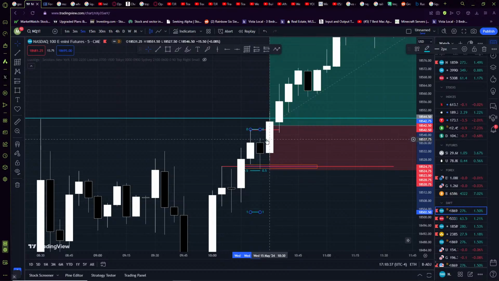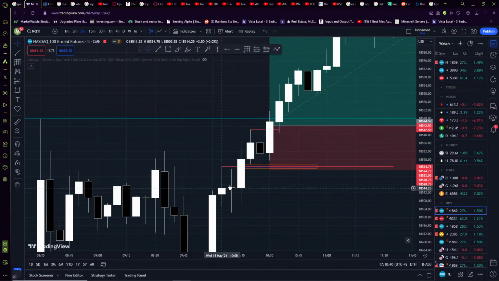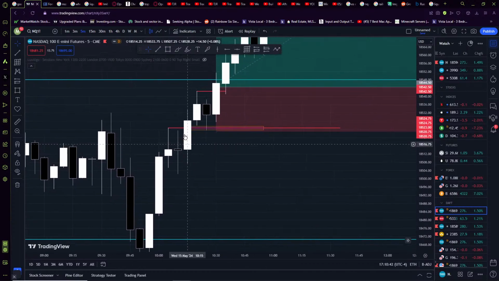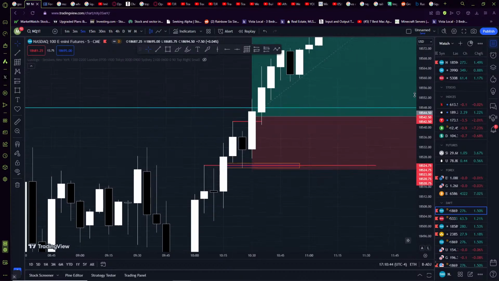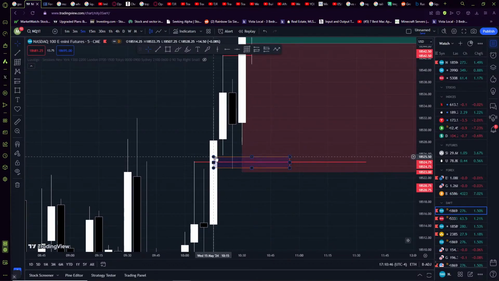Barely. Order block, you know, I mean, everything. But the thing that caught my eye was this fair value gap. Marked it right. Actually a little off.